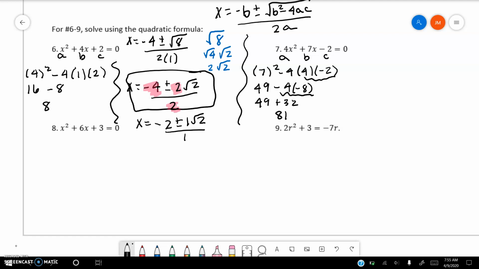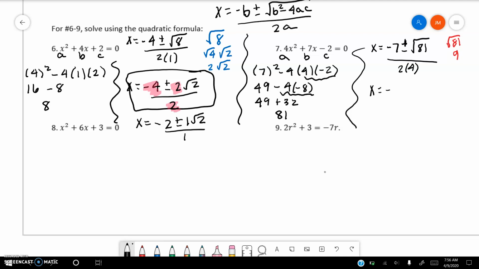So again, we should have 2 answers for this because your discriminant is positive. So when you plug this in, you have x equals negative 7, because your b is positive 7, plus and minus the square root of 81, all over 2 times 4. Now, 81 is a perfect square, so this is going to turn into just a 9. So when you rewrite this, you have x equals negative 7 plus and minus 9 over 8.